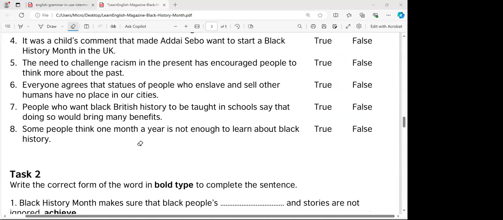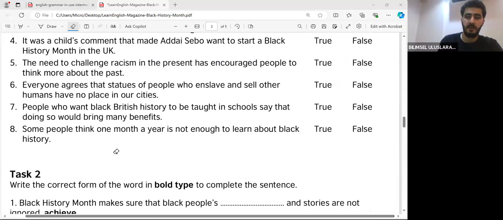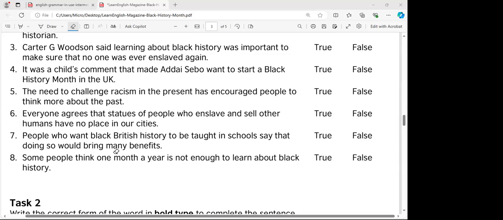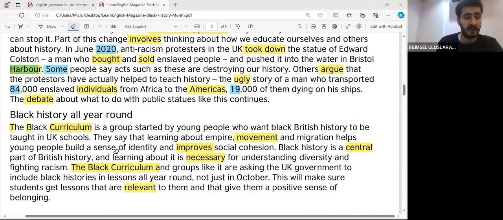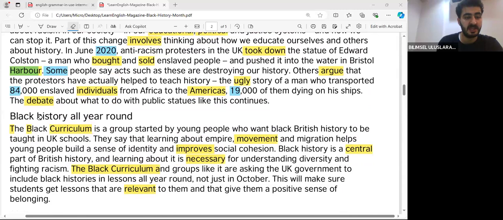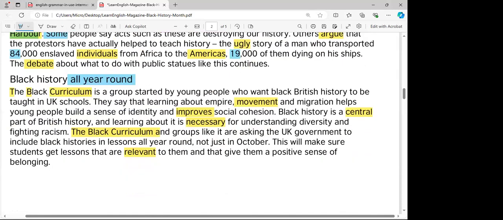Some people think 1 month a year is not enough to learn about Black history. It's true. They wanted to say around the year. Good job. Bravo. You have a really strong memory. This is in this paragraph: Black history all year round. What's the meaning of all year round? على مدار السنة.